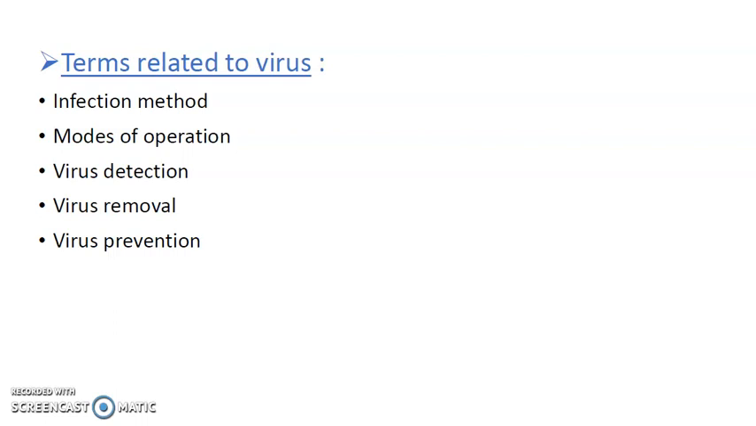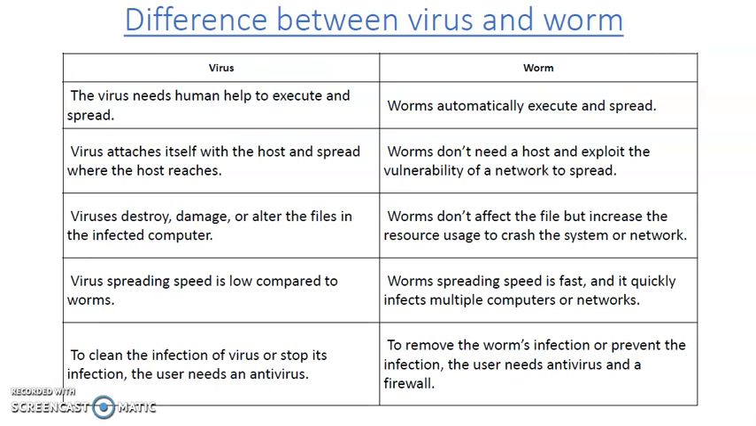Now see your next topic, the difference between virus and worms. The first difference is what? The virus needs human help to execute and spread, but worms automatically execute and spread. Second, a virus attaches itself to the host and spreads where the host reaches. But worms don't need a host and exploit the vulnerability of the network to spread.